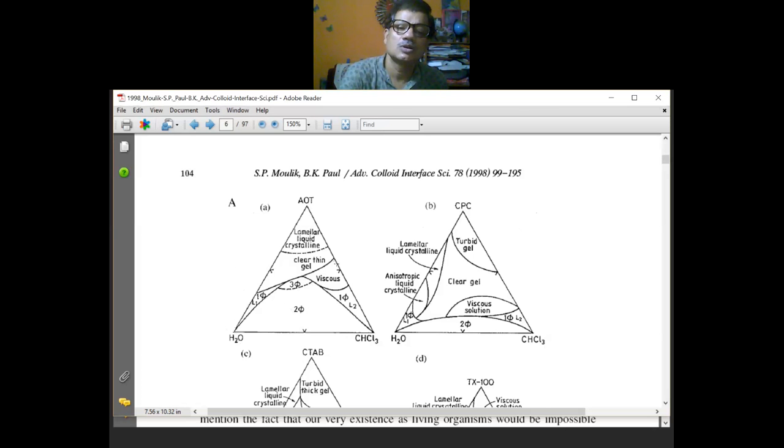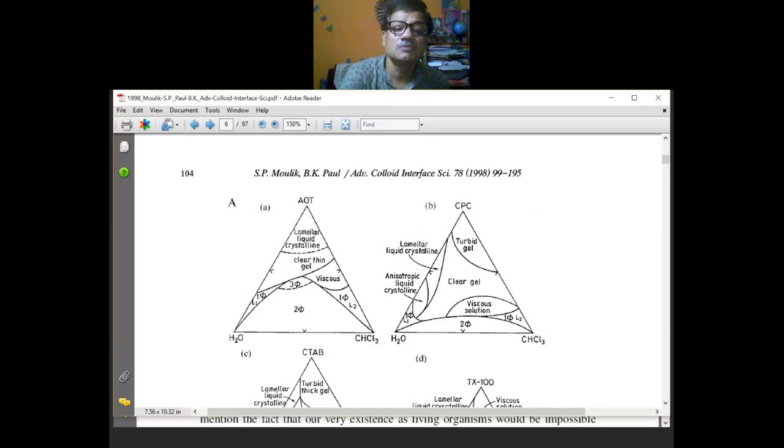here it is 0% water. Then this line corresponds to only the solution of AOT in water. This is the line that corresponds to where AOT is dissolved in water. This is the line that corresponds to water dissolved in chloroform. And you see they are not miscible, so that's why you do not see anything.